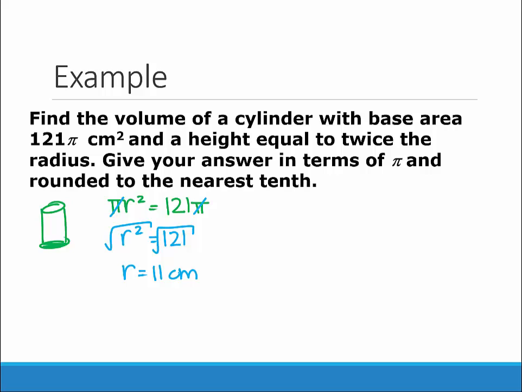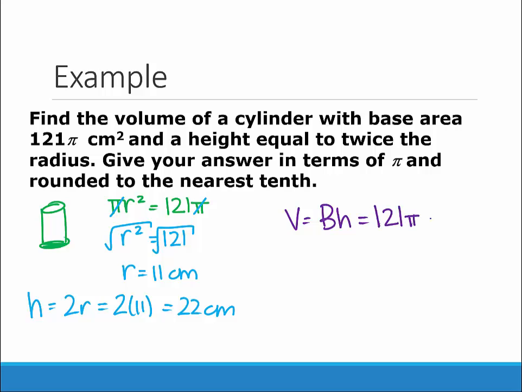And then this tells me the height is equal to twice the radius. So 2 times 11, or 22 centimeters. So now we have all the information we need. Remember that volume is base times height. They told us the base was 121 pi, and we just found the height to be 22.